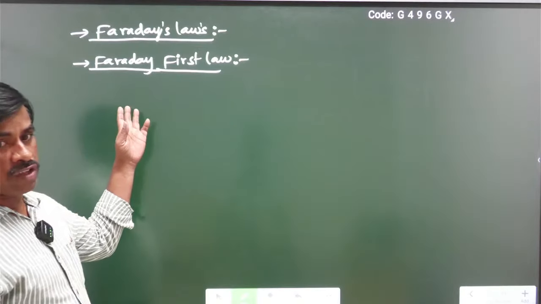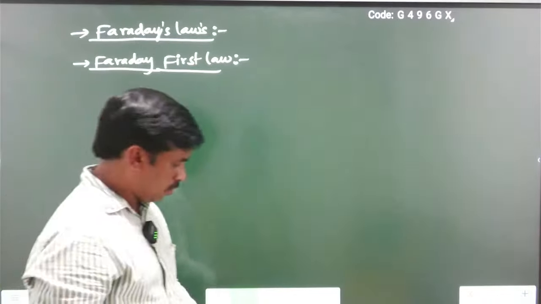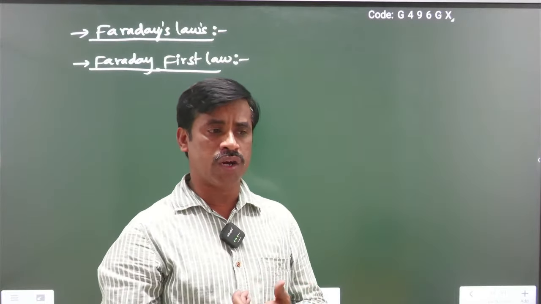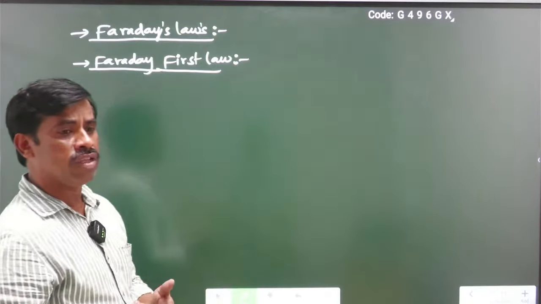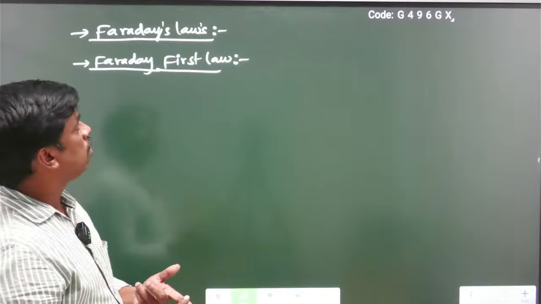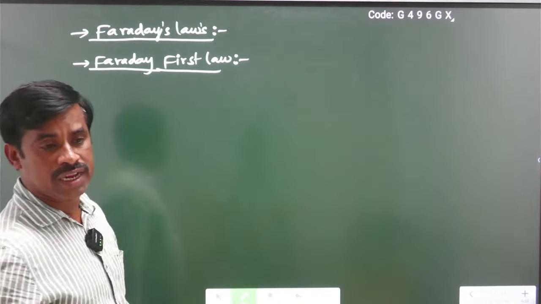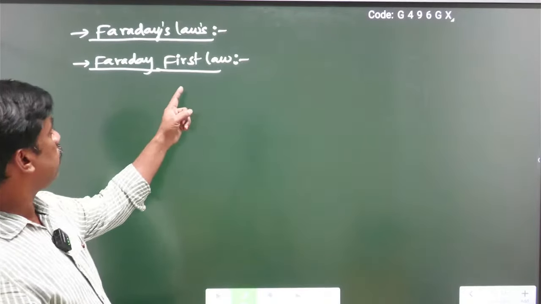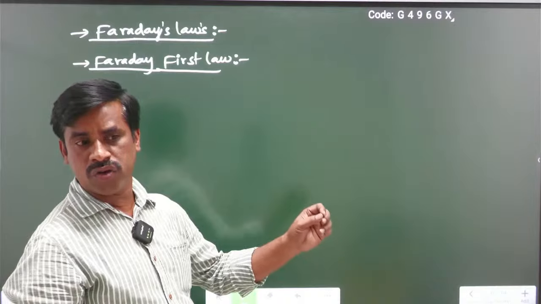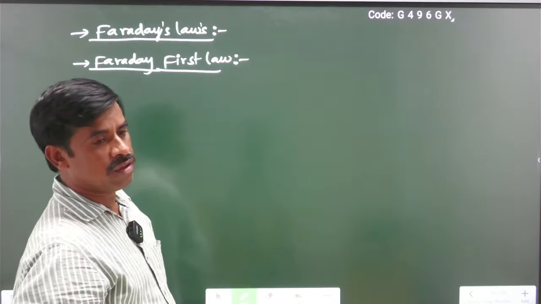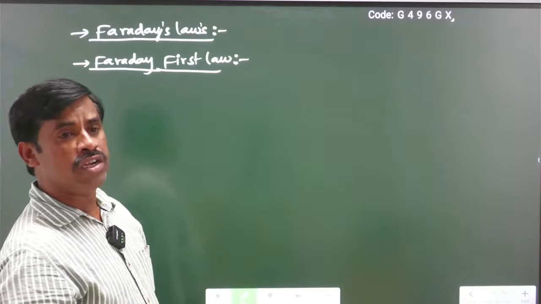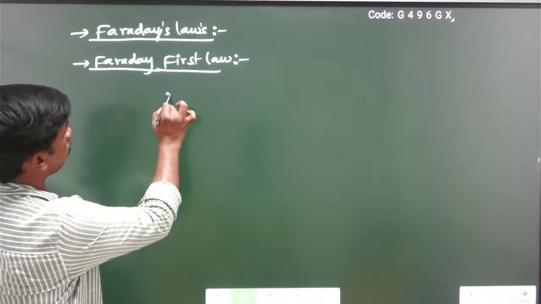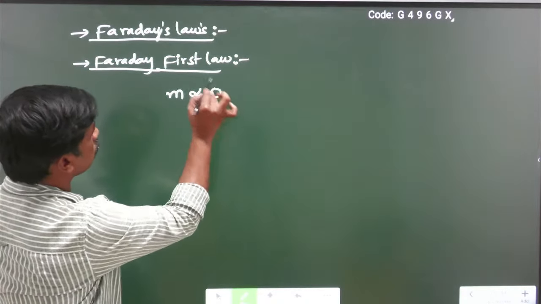Now I would like to explain Faraday's first law. Listen. Faraday's first law: the mass of an electrolyte decomposed, deposited or liberated at the electrodes during electrolysis is directly proportional to the quantity of electricity passed through it. Once again, the mass of substance is directly proportional to the quantity of electricity Q.